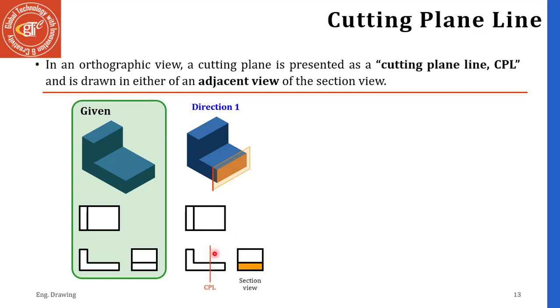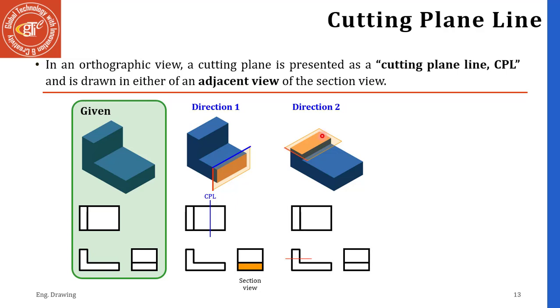This one is the cutting plane line showing on the front view, and this one is the cutting plane line showing on the top view, and the section view is shown on the side view. If you add direction on this side, then the cutting plane line is drawn on either the front view or the side view, and the sectional view is drawn on the top view.